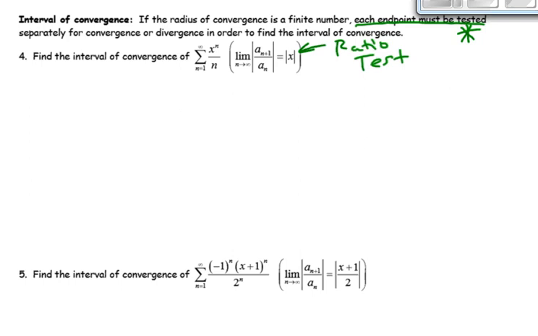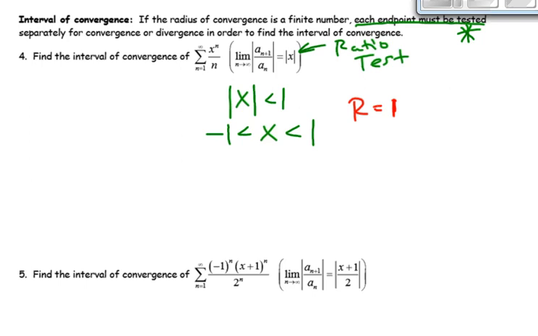Since our limit is the absolute value of x, to converge, we want the absolute value of x to be less than 1. Or in other words, we want x to be between -1 and 1. Now, in the last video, we were just talking about the radius of convergence. For this, the radius of convergence would be 1. Centered at 0, we go from -1 to 1. Radius of convergence is 1.